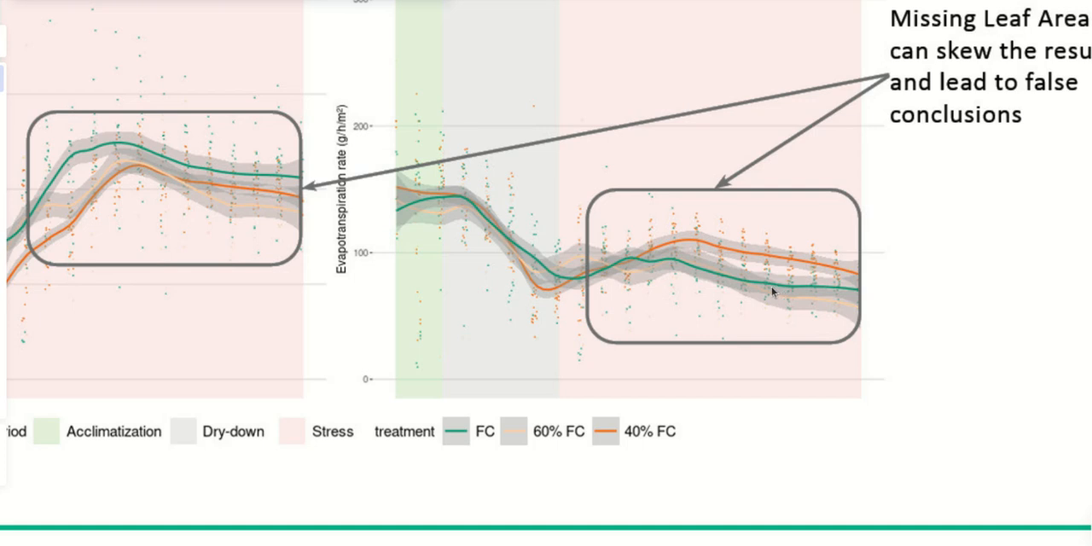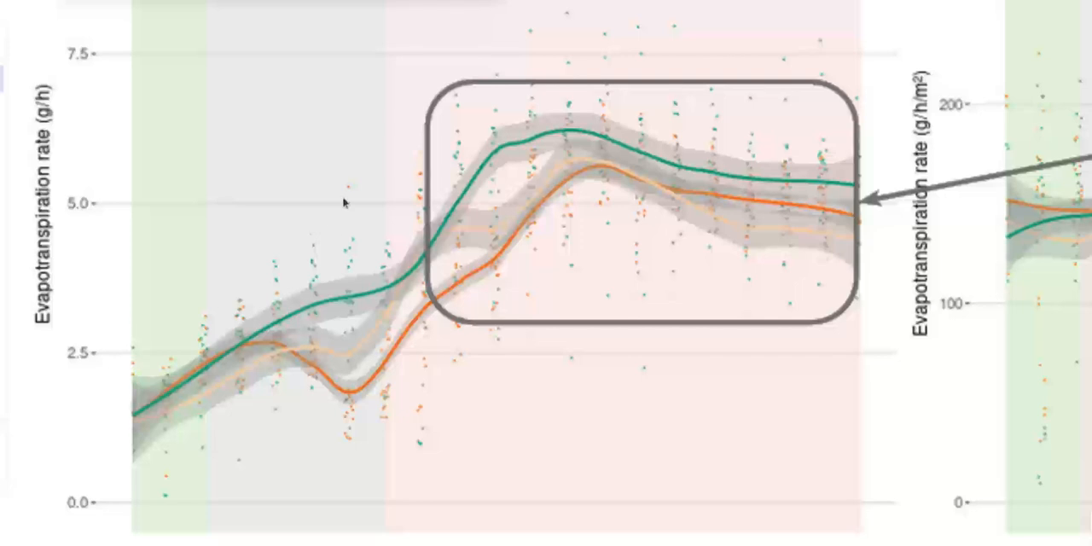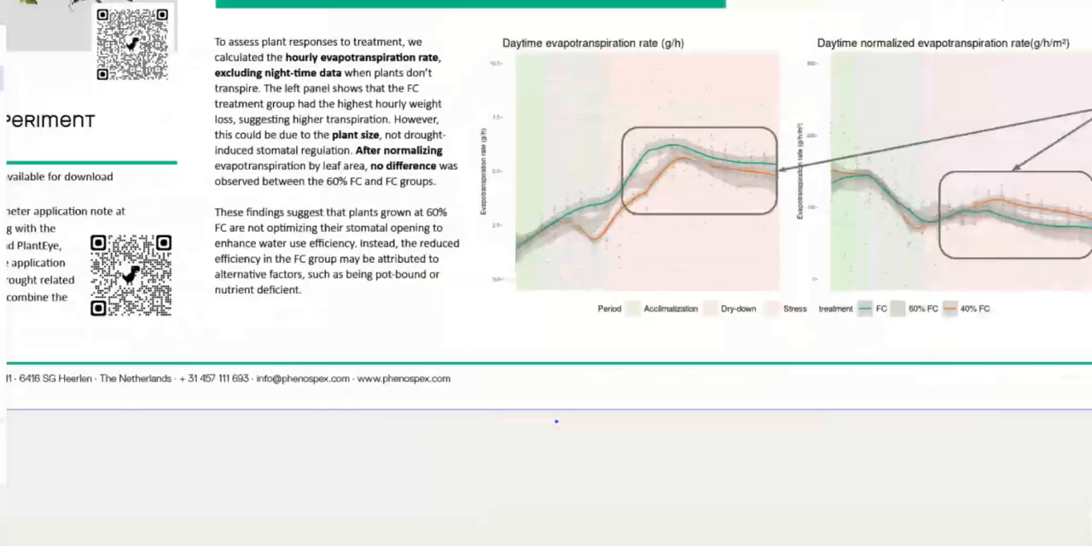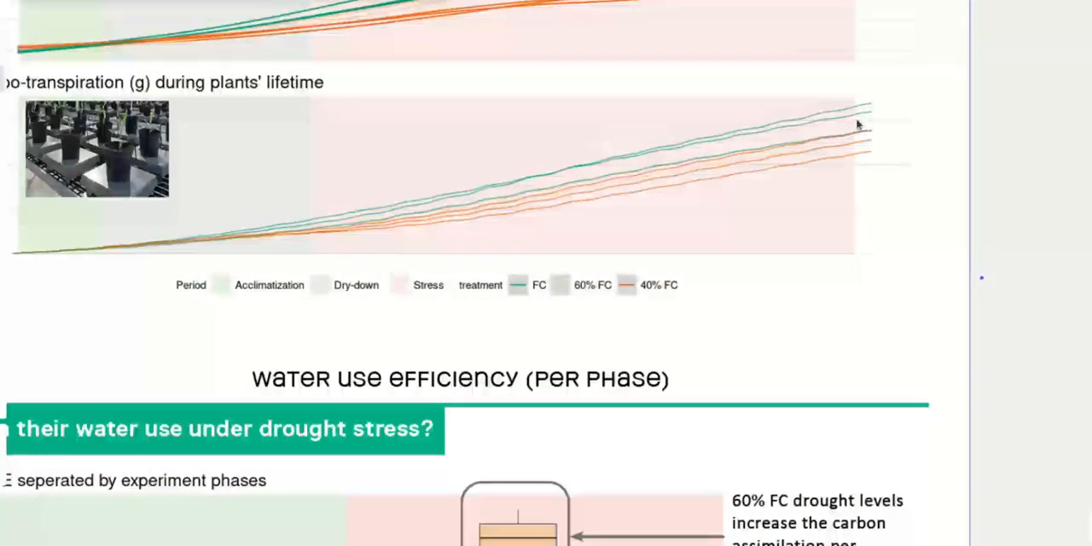So to sum up, the normalized evapotranspiration rates show there's no difference in the transpiration per leaf area between the 60% field capacity group and the plants grown at full field capacity. This supports the hypothesis that tomato plants are anisohydric. However, the non-normalized evapotranspiration rates and the cumulative evapotranspiration underline the plants at full field capacity did transpire more water.